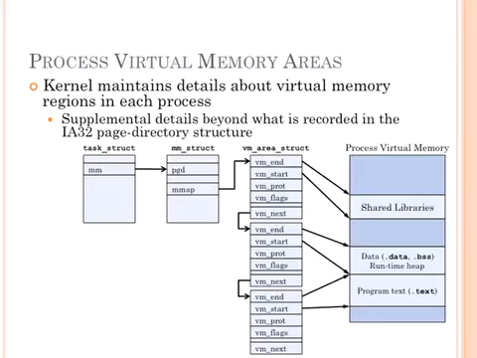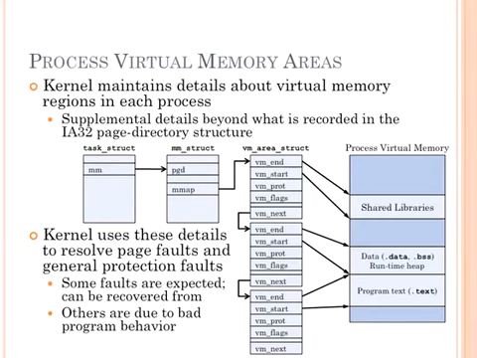But the whole point is that since the hardware isn't necessarily going to always provide the same set of capabilities, we can emulate some things in software, so these VM area structs allow the kernel to keep track of a few additional details. So yeah, like I say, page faults and general protection faults.